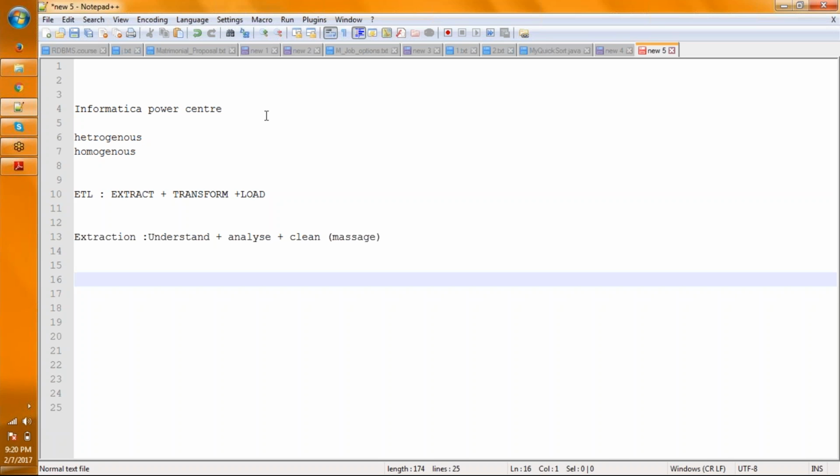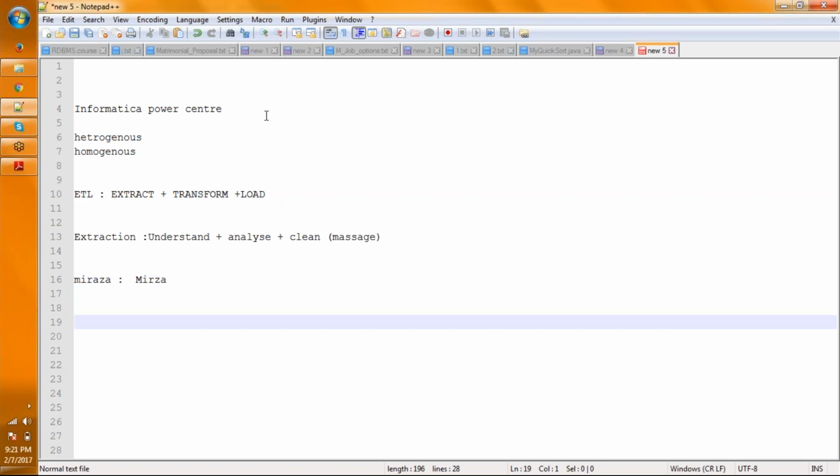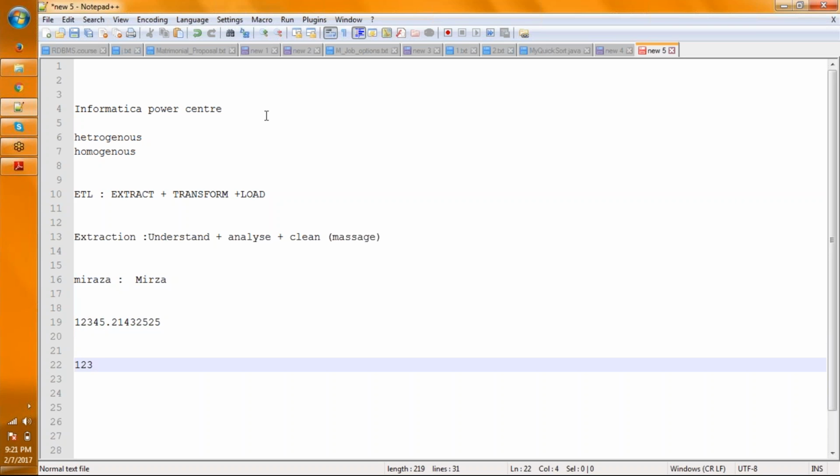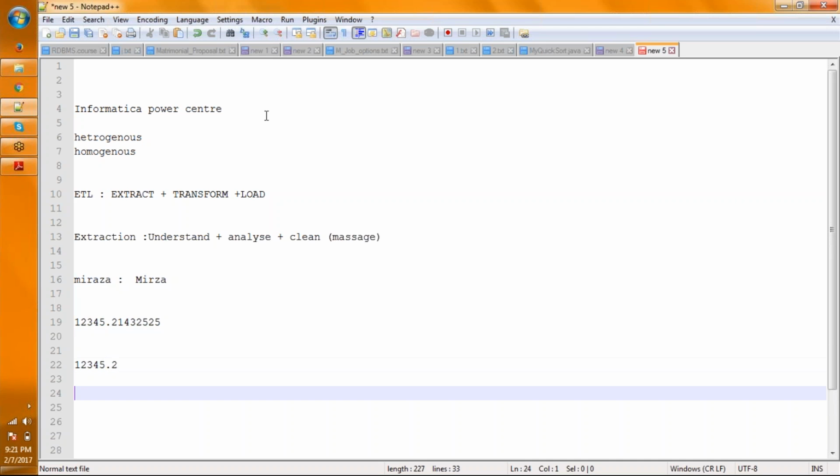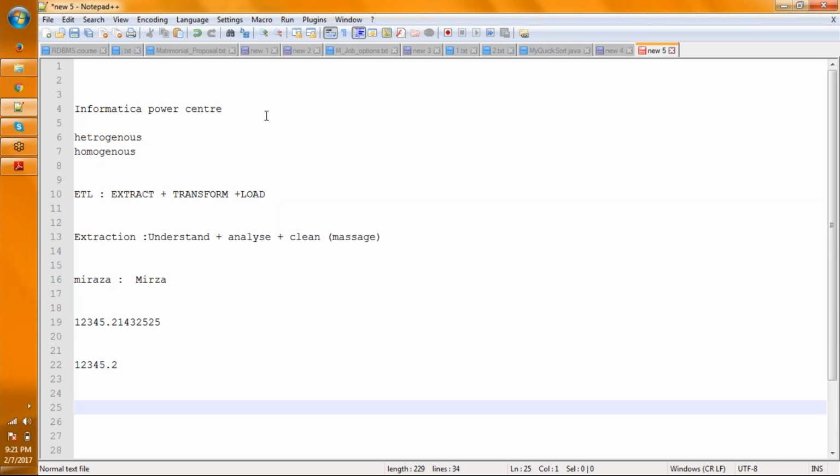Next part is transformation. Transformation involves cleaning and filtering. So it is basically cleaning of data more precisely and modifying the data as per business requirements. Suppose in source I have a field called name like this. In target I need it to be like this. So these kinds of handlings will be done in the transformation part. Suppose I have an integer like this in my source. In target I want it like this. So these handlings will be done in the transformation part.